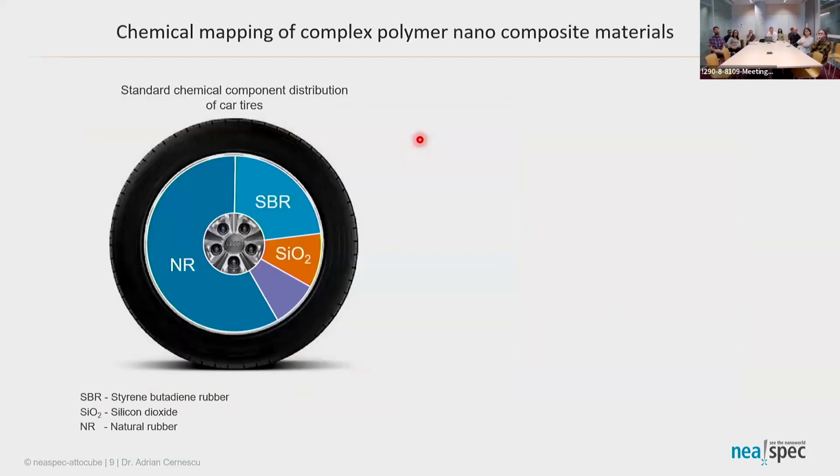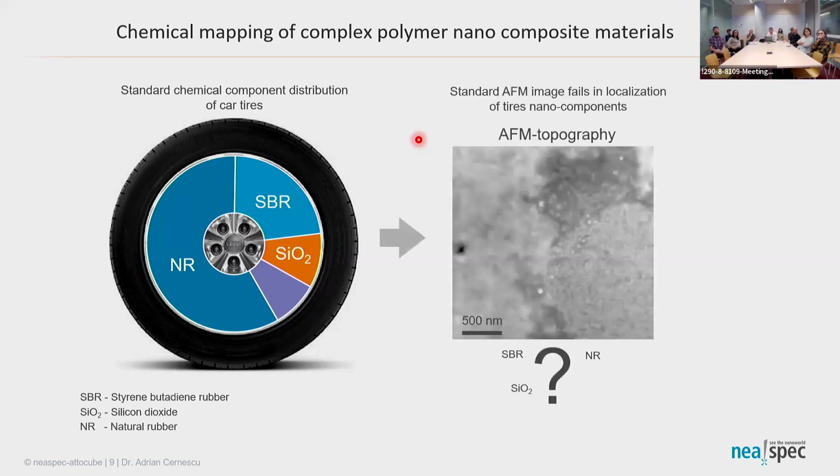Okay, one example that I like to show is some measurements that I did for a tire company. And in this case, the question that we had to answer was, how is the spatial distribution of these three materials, styrene butadiene rubber, silicon dioxide, and natural rubber, in the tire? We know that all of these three constituents are distributed somewhere in a homogeneous distribution, but from the AFM height information, of course, you don't know where these three constituents are.